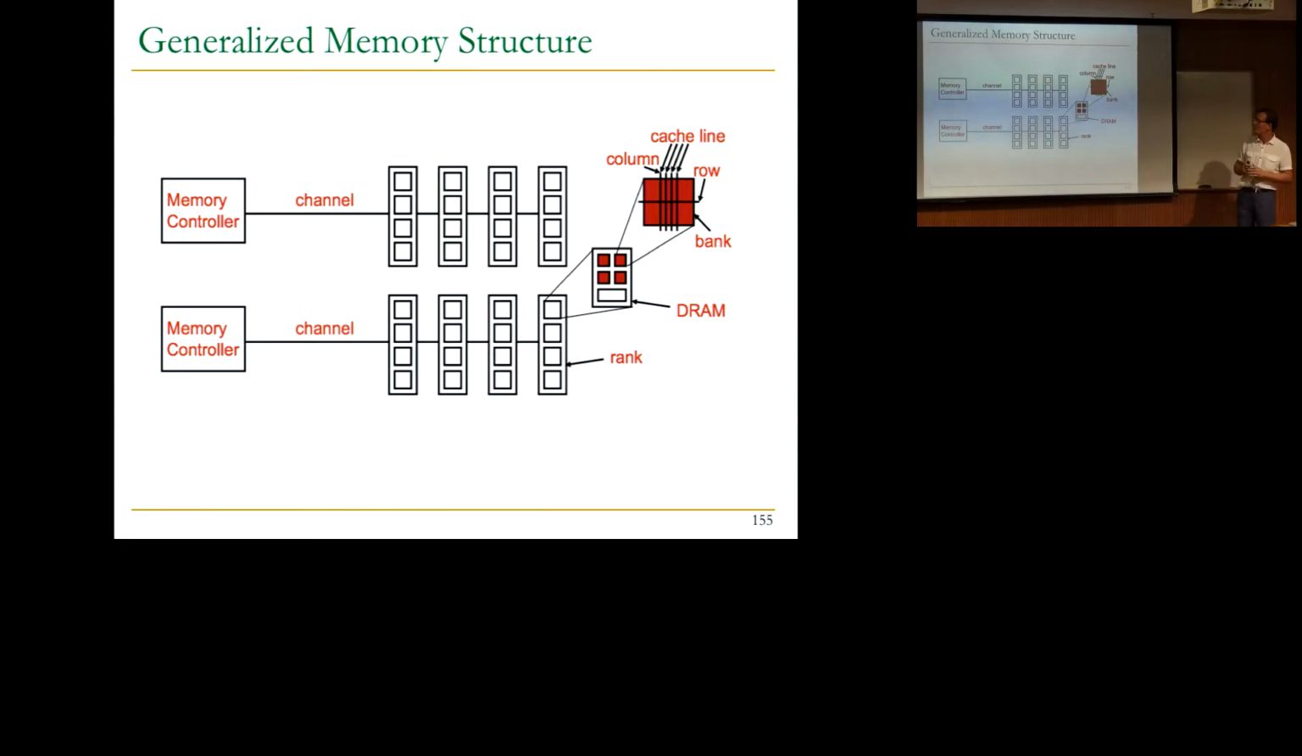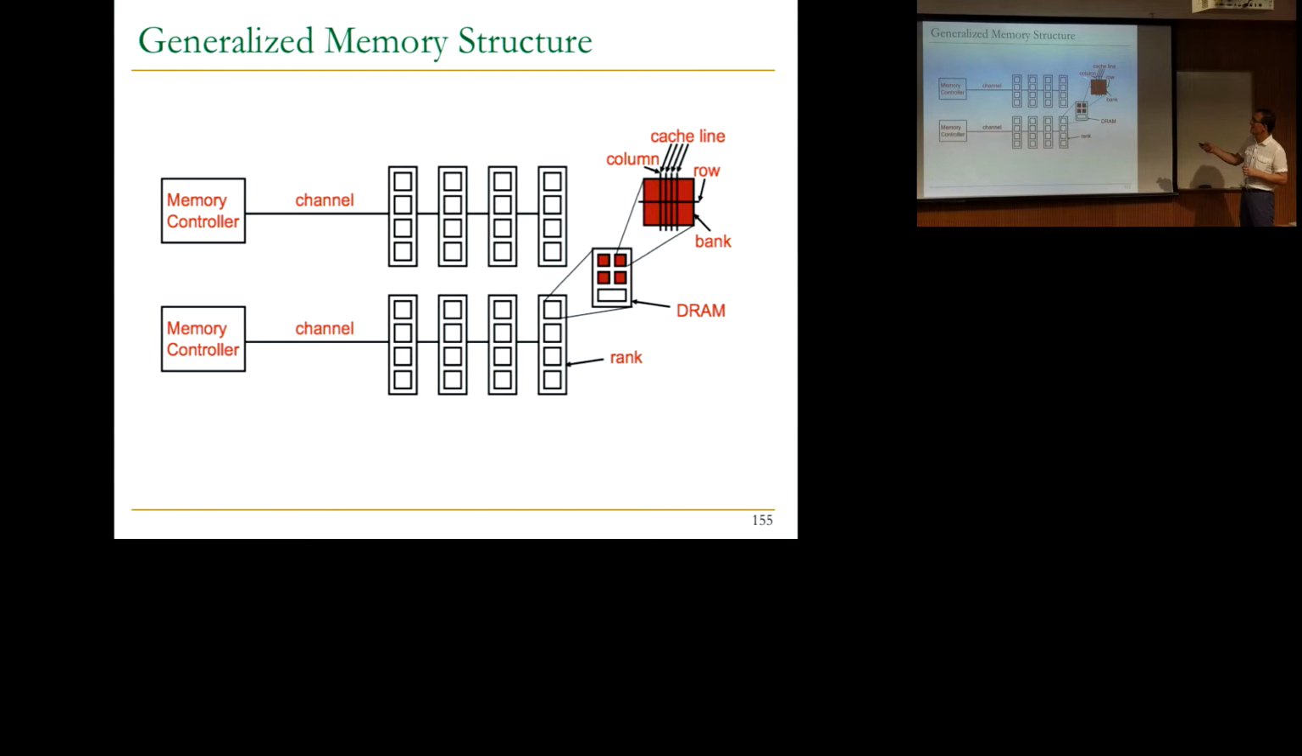And this is the generalized memory structure that we built up to, starting from this structure. Basically, a memory controller controls a channel. You can have multiple memory controllers controlling multiple channels, and each channel you have multiple DIMMs. And each DIMM you have 1 or more ranks. In this case, I show you 1 rank over here. In each rank, you have a bunch of chips, in this case 4. And in each chip, you have banks.